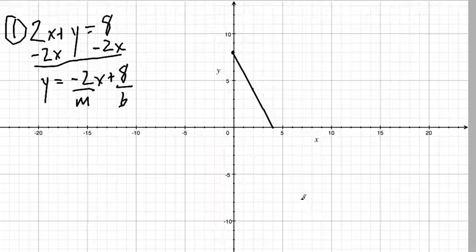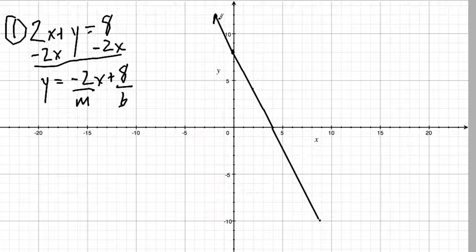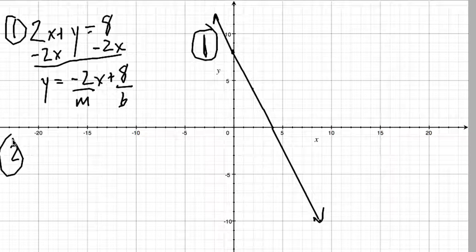and the line keeps extending like that. It keeps going like that, and up in this direction it goes kind of like that. There's line number 1. Line number 2 was the line x plus 3y is equal to 9.